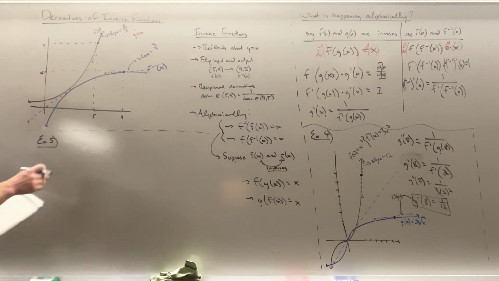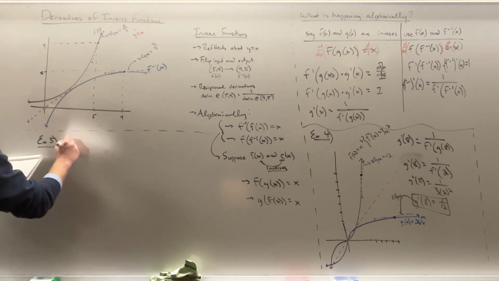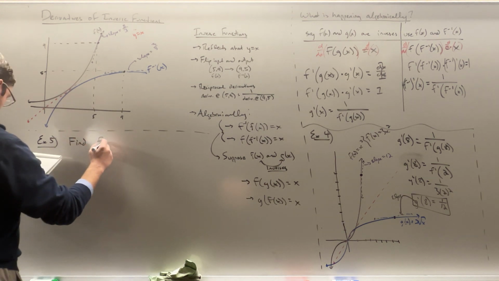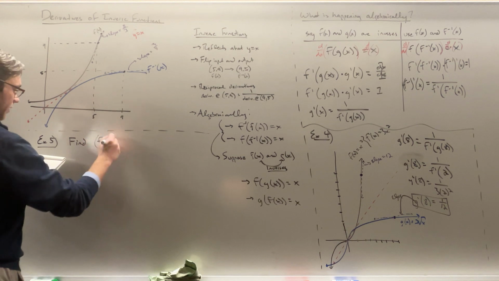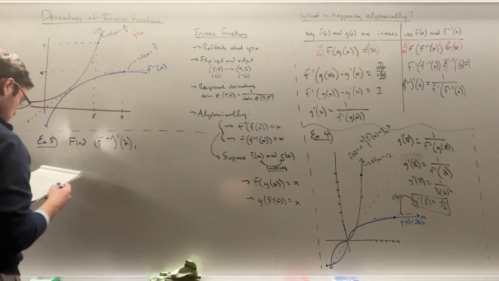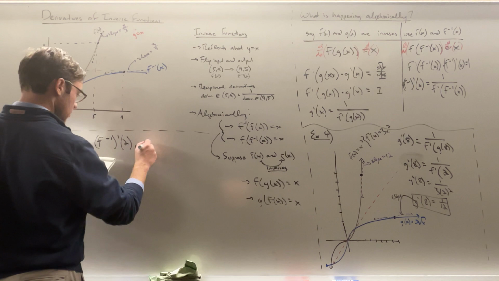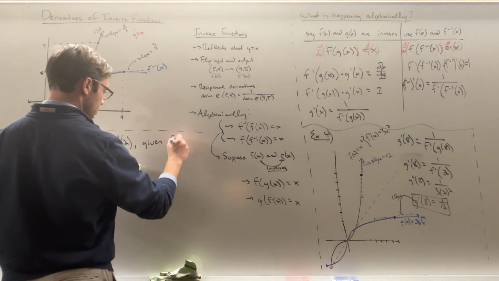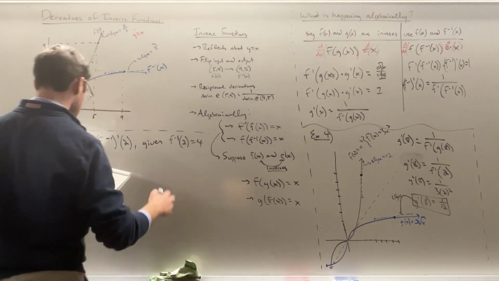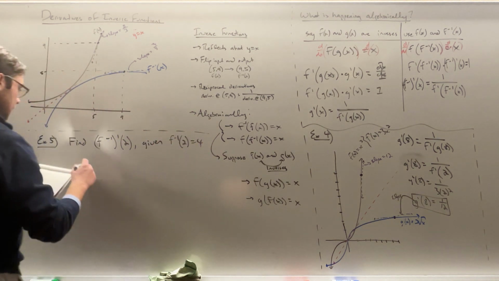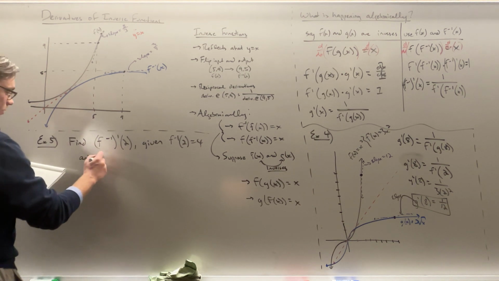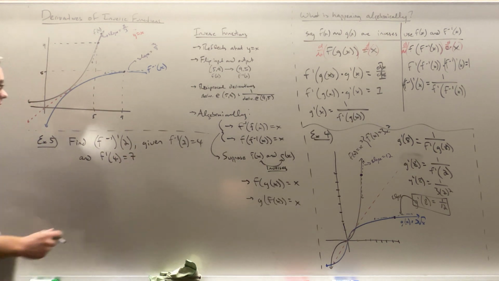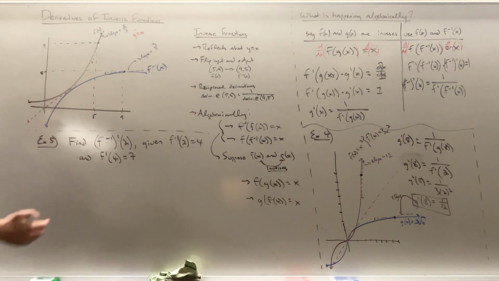All right, so example 5. Let's say you want to find the inverse derivative at 2, given the inverse of 2 is 4, f inverse of 2 is 4, and the derivative at 4 is 7. Okay, now this feels really weird, but let's see if we can look at it algebraically.